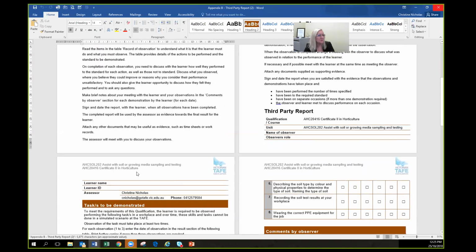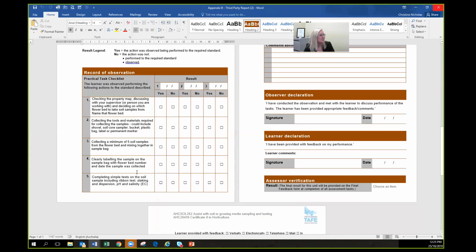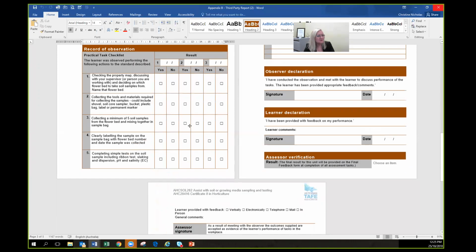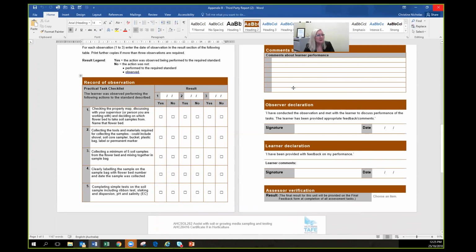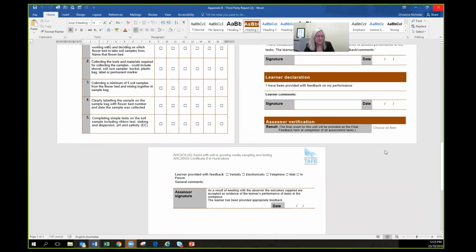So that's just a normal form we have, and it's just the same as what we've seen before, that they've checked the map, they've collected the tools and so forth, and they've done it 3 times, and the dates, and it's signed off by the employer or observer, and then the assessor will sign off. Because your employer cannot mark them as competent, they have to be an assessor to be able to mark them competent, but they can give you that third-party report. Has anyone else got any questions in relation to that?